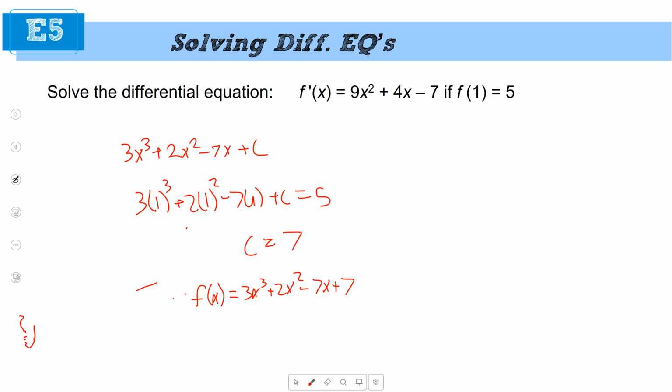And then, okay, stop for a second. This popped up with a couple people. What's the antiderivative of a constant? You add x to it, correct? Because you're going from constant to a line, and then a line to a quadratic, quadratic to cubic, et cetera. Back to you. And then you set that equal to 5, and then you plug in 1, and you get c equals 7, and then you write the function knowing that c equals 7.